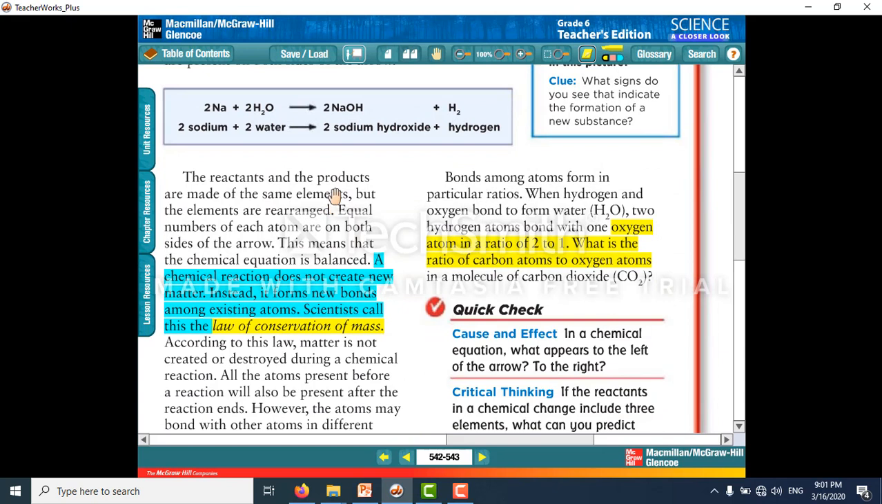The reactants and the products are made of the same elements, but the elements are rearranged. Equal numbers of each atom are on both sides of the arrow. This means that the chemical equation is balanced. The chemical equation is what? Is balanced. Okay? A chemical reaction does not create new matter, instead it forms new bonds among existing atoms. Scientists call this the law of conservation of mass. Okay, boys?